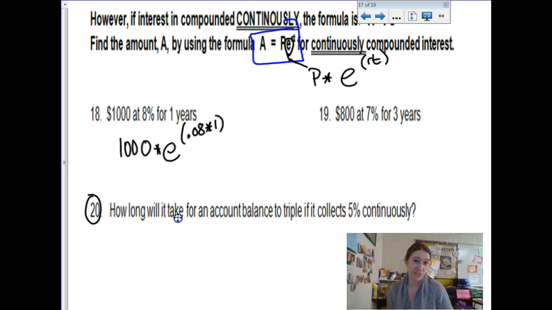Alright, for the sake of time, we're going to jump down to number 20. And we're going to use our graphing calculator because I don't know the answer and I'm going to have to estimate it. So we want our account balance to triple this time if it collects 5% continuously. So I am going to use this PERT formula.